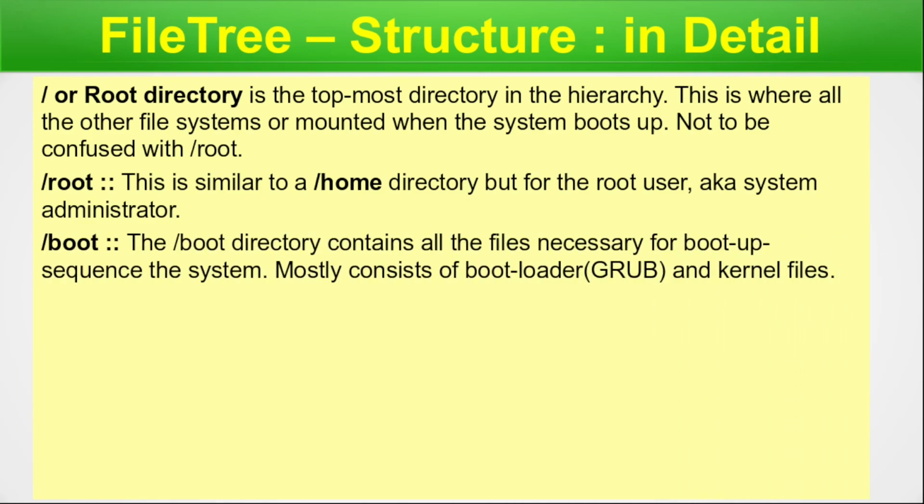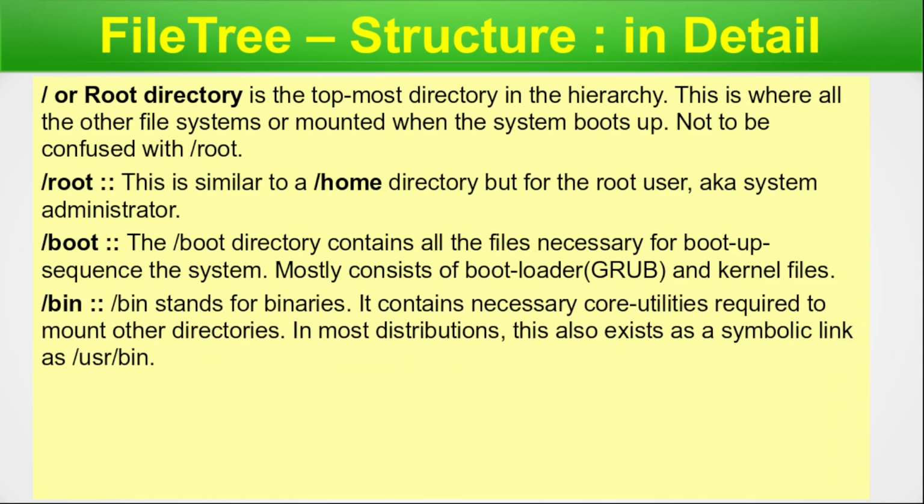Next is slash boot. The slash boot directory contains all the files necessary for the boot up sequence of the system. Mostly it consists of the bootloader, that is GRUB, which is for Linux systems, and the kernel files. So here all the boot related files are there. The slash bin. The slash bin stands for binaries. It will contain necessary core utilities required to mount other directories. In most distributions, this also exists as a symbolic link as slash usr slash bin.